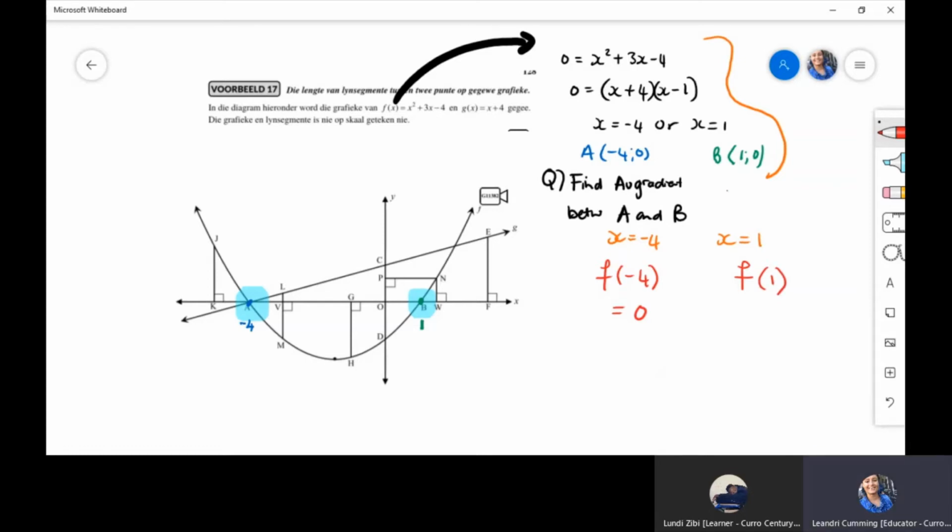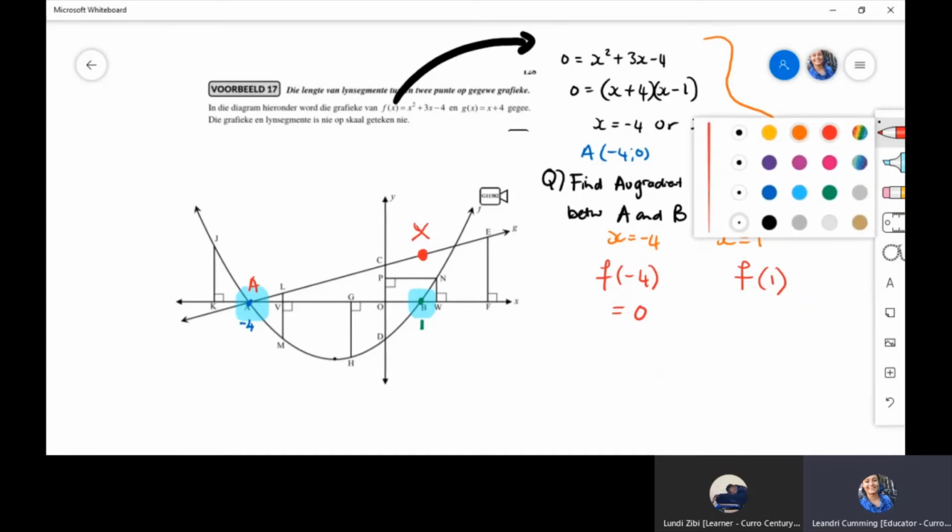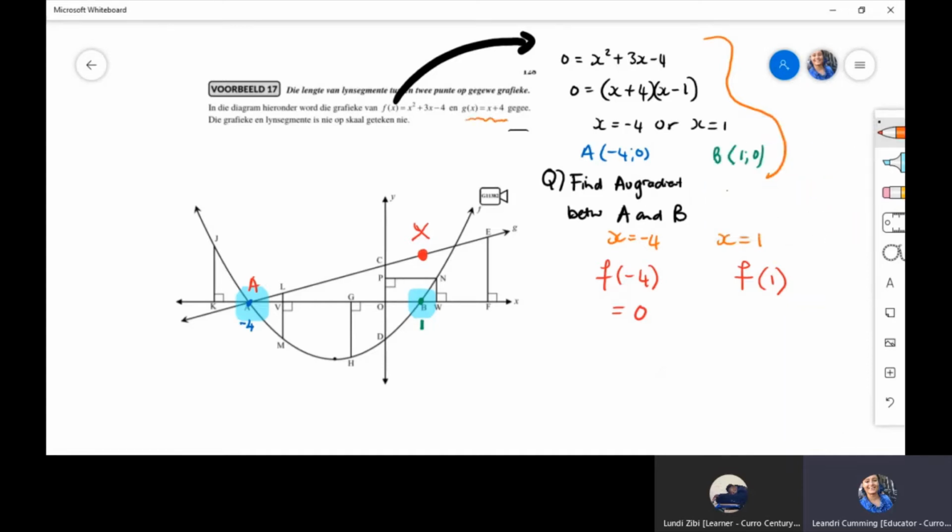If we were asked a little bit more advanced in this case, we could have said, let's put the coordinate here, and let's mark that spot with x, for example, and say, let's find the average gradient between A and x. So that in itself is on the straight line that's been given to us. And you can see from that straight line, the g of x line, it actually is a gradient of 1. From just looking at the gradient, g of x is equal to x plus 4.